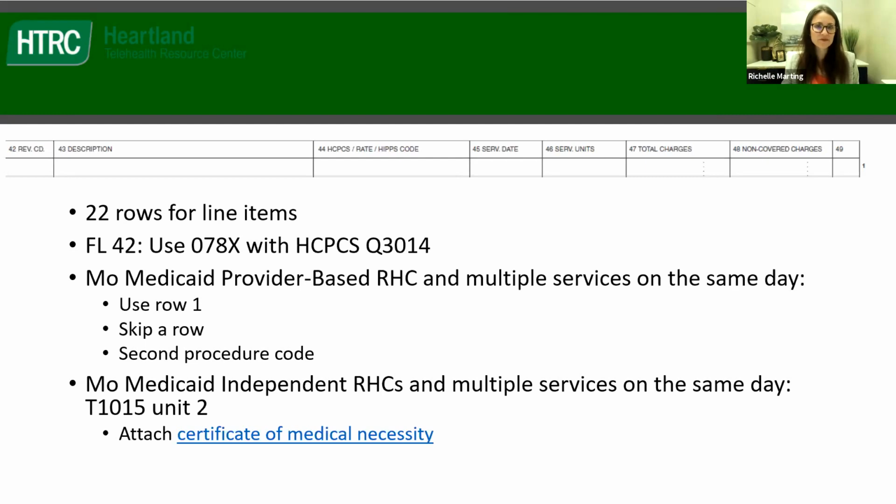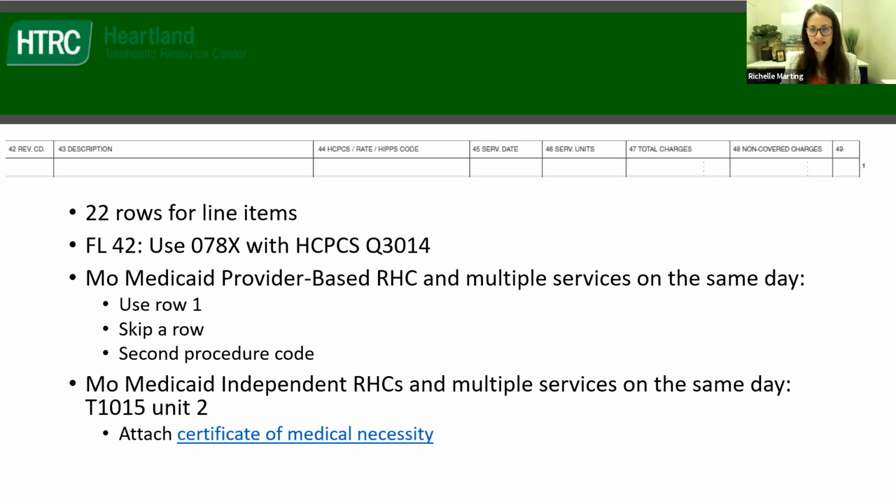And if you are an independent RHC, you have to attach a certificate of medical necessity to explain why or how the patient's having that second encounter. So when I send the slides out, you'll have a link here that'll take you directly to Missouri Medicaid's certificate of medical necessity form that needs to be attached with the claim form itself.